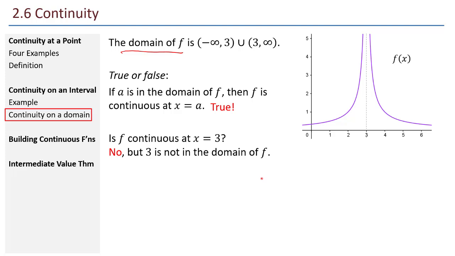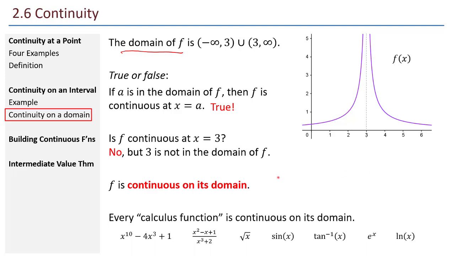No. But 3 isn't really even in the domain of f anyway. So if I'm really concerned about how this function f behaves, I'm not really going to care about the number 3. So we say, and we've seen this before, f is continuous on its domain. So for every point that is in the domain of f, the function is continuous at that point.